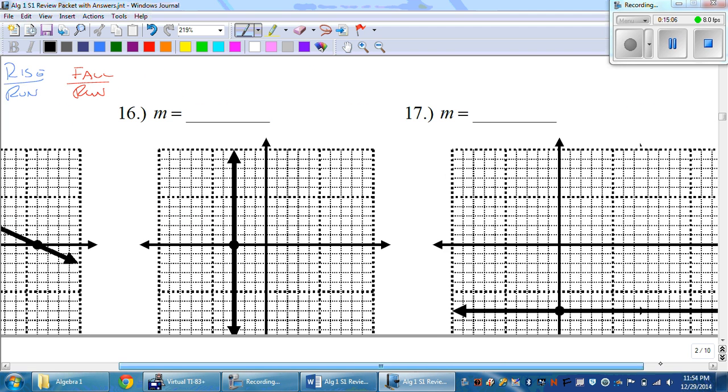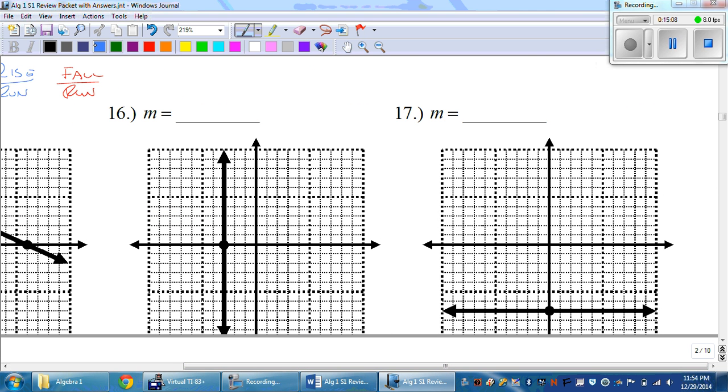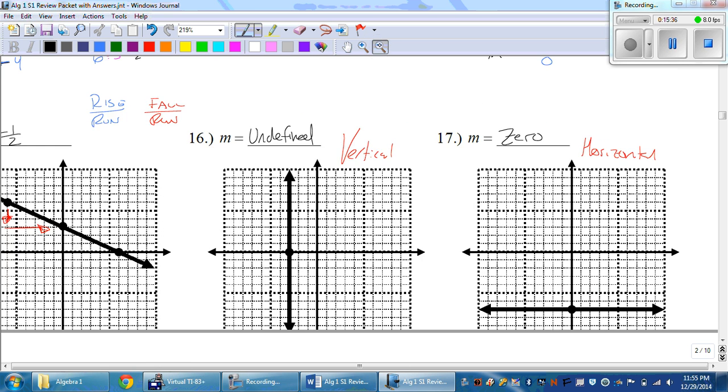Okay, number 16, what type of line is that? Yeah, that's a vertical line. And vertical lines, our slope is undefined. 17, what type of line is that? Yeah, it's a horizontal line. And a horizontal line, what's our slope? That's right, it's 0. That's why it pays to memorize those definitions.